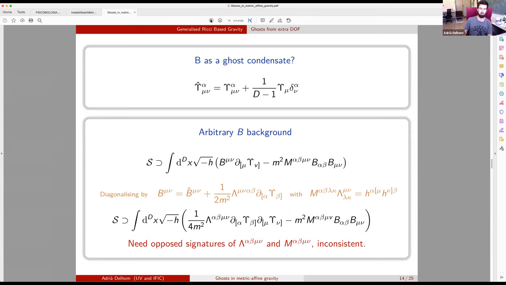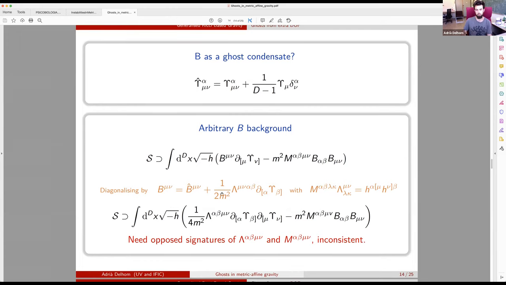By going to arbitrary backgrounds, we ask the question of whether B can act as a ghost condensate, okay? So to do that, we again consider this would be the relevant sector of the action, and now we diagonalize by a more general transformation, a field redefinition, sorry, where this lambda, in order to diagonalize the kinetic sector, has to satisfy this, okay? And then the relevant part of the action looks like this, where the only difference is this lambda here from the action before. This lambda was trivial before, and this M was also trivial before. So because these two objects have to satisfy this relation for diagonalizing the kinetic sector, they have to have the same signature, or super signature, if you want. So this means that, again, either this term or this term would have the incorrect sign. So the ghost would manifest either on the projective sector or in the B sector, okay?